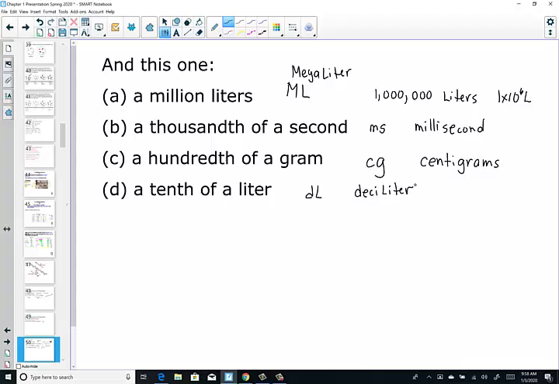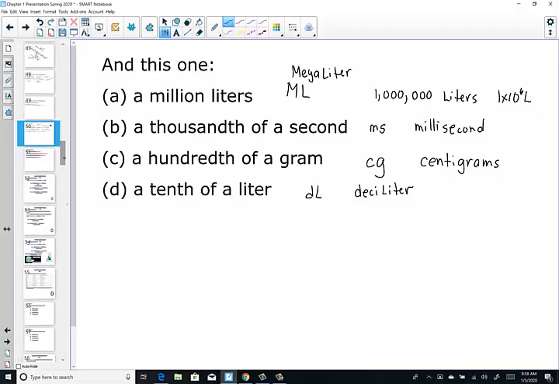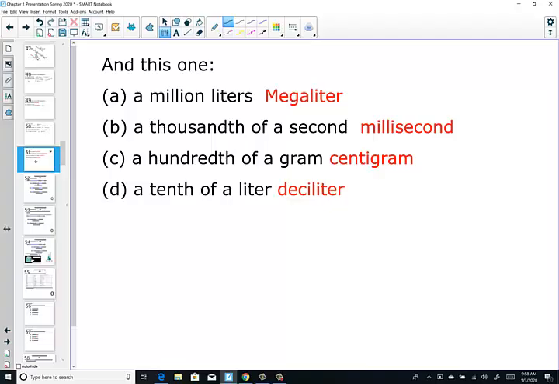Practicing again with just simple examples, trying to work to memorize these base units in the metric system. And you can simply check. A megaliter, we abbreviated ML. Millisecond, lowercase ms. Centigram, and a deciliter.